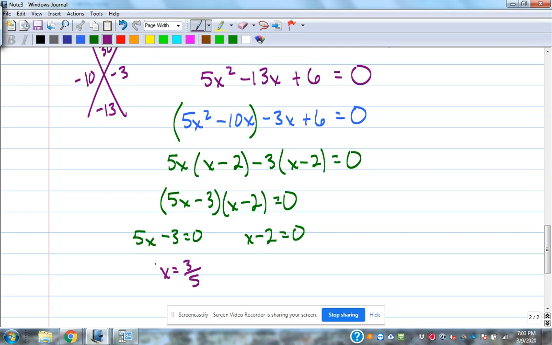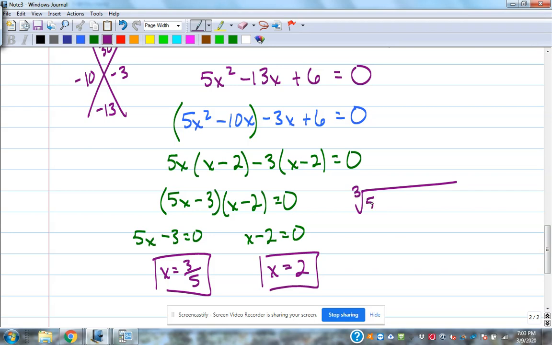3 over 5 and 2. That doesn't mean that both of them are answers. It doesn't really mean that either of them are answers because I cubed this problem to get it to work. So I've got to go back to the original and check it. So I'm going to go to the original. Cube root of 5 times x squared. And I'm going to plug in one of my x's. I'm going to plug in the 2. And I'm checking to see, does it equal 0?